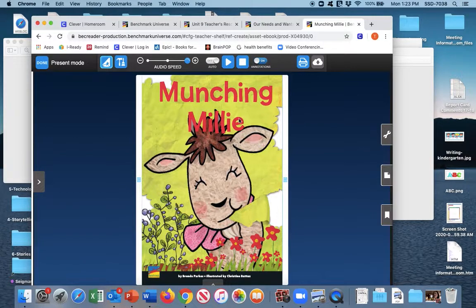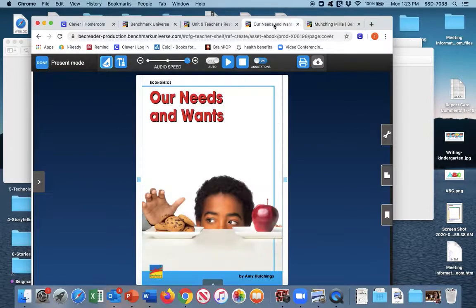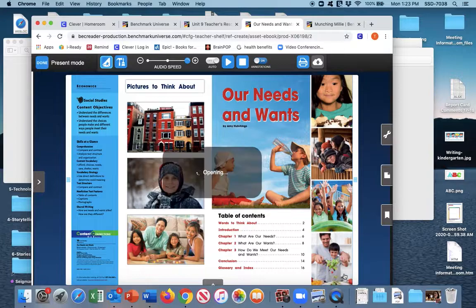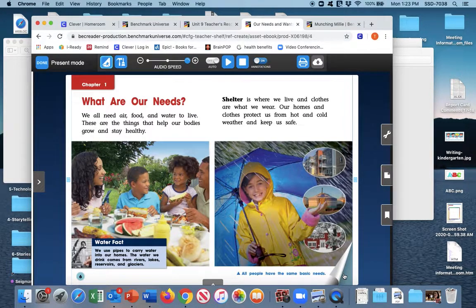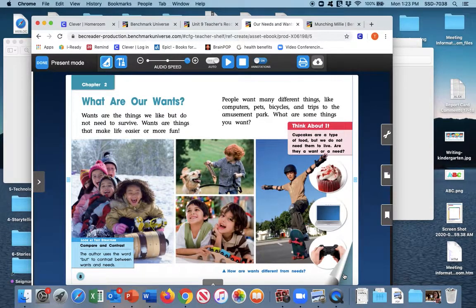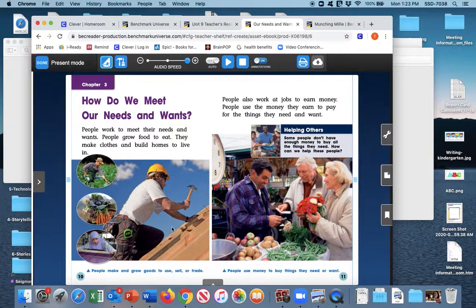Now let's go back and think about another similarity that's the same between these two. In our needs and wants, as we go through the story, we see that people work jobs in order to get the things they need. We see this person is building. And with building, he earns money that he can use to buy food and to buy clothing.